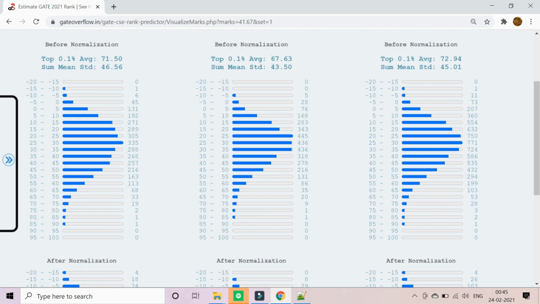Above 70, there are around 23 people in set 1 and 11 people in set 2. Overall, there are around 34 people. In set 1, the maximum number of people are in the range of 25 to 30, that is 335. And in set 2, the maximum number of people are in the range of 20 to 25, that is 445.